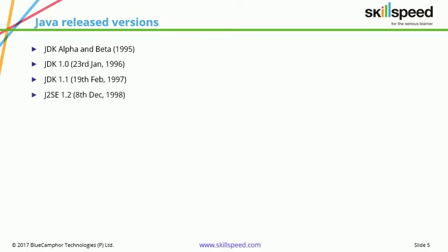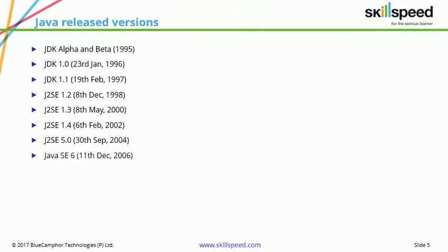The JDK, or the Java Development Kit, was later renamed as J2SE, the Java 2 Standard Edition, with the version number 1.2, released on 8th December 1998. The name J2SE was retained and the version is 1.3 this time, which was released on 8th May 2000. The subsequent version was J2SE 1.4 on 6th February 2002. The best version out of all the initial versions you can say is J2SE 5.0, which was released on 30th September 2004. Then we had Java SE 6.